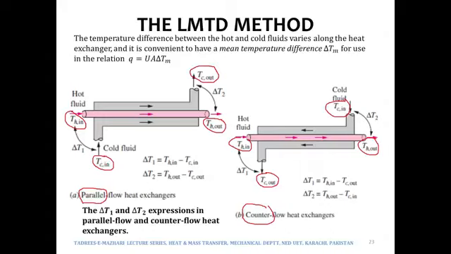Now, this is in fact the need for the replacement of delta T. What delta T would we place? Should we put delta T at inlet? Should we put delta T at midway? Should we put delta T at exit? Because the delta T would have different values at different cross sections. So we need some sort of a mean delta T which is a good representative of all the delta T's over the entire length of the heat exchanger. That is why just delta T will not be sufficient.